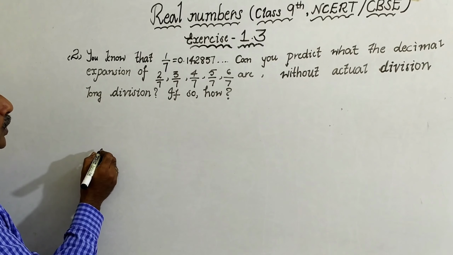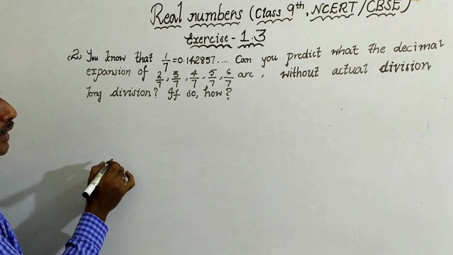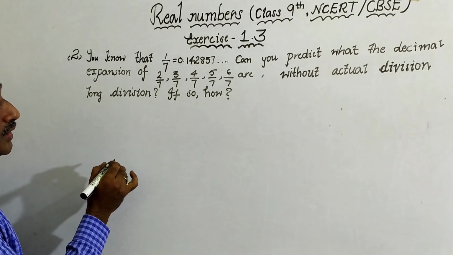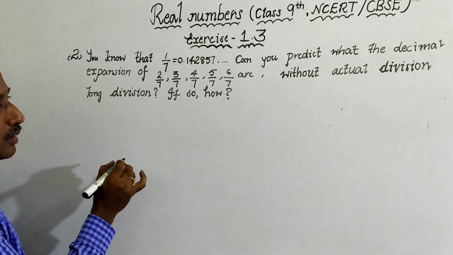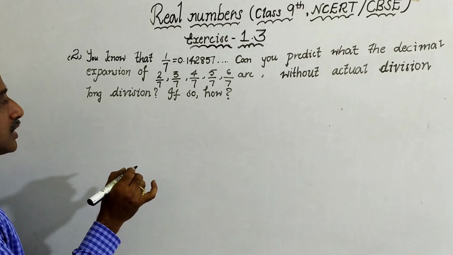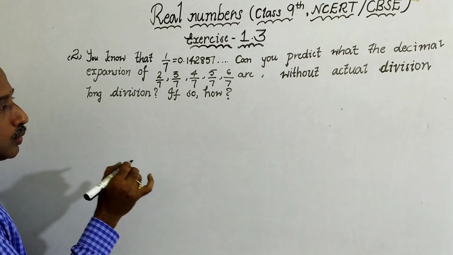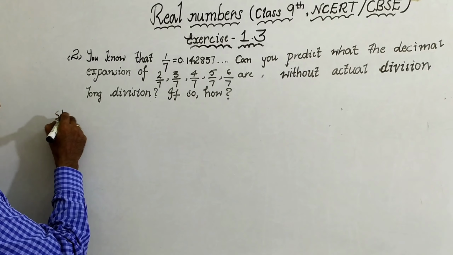Number 2: you know that 1 by 7 is equal to 0.142857 and so on. Can you predict the decimal expansion of 2 by 7, 3 by 7, 4 by 7, 5 by 7, 6 by 7 without actual long division? If so, how? Now come to the solution.